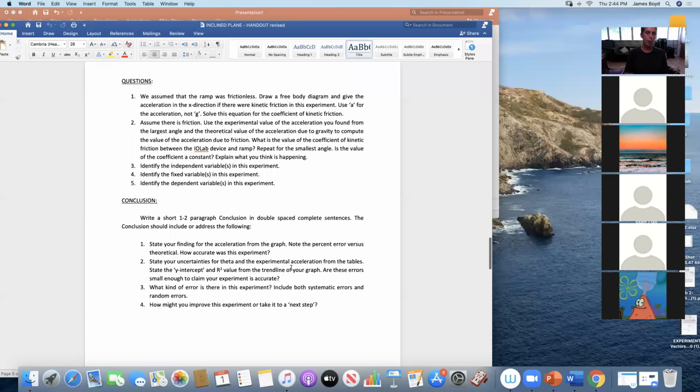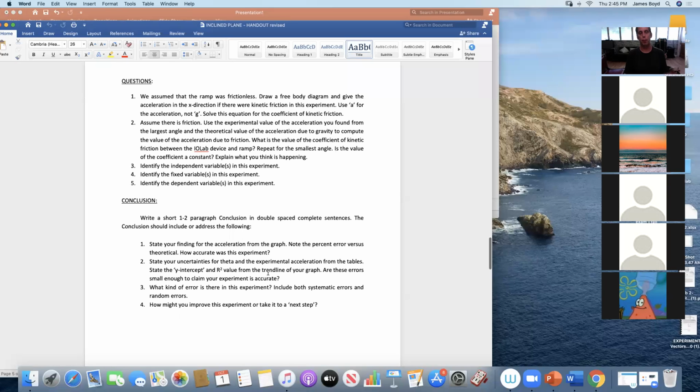Are these errors small enough to claim your experiment is accurate? And they probably are, if they're significantly smaller than any of your variables. If the time is in seconds but the uncertainty of time was 10 to the minus 6, this is probably a pretty good experiment for determining G.